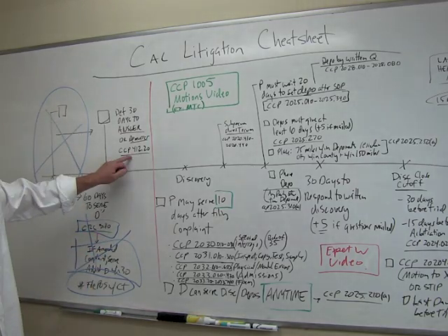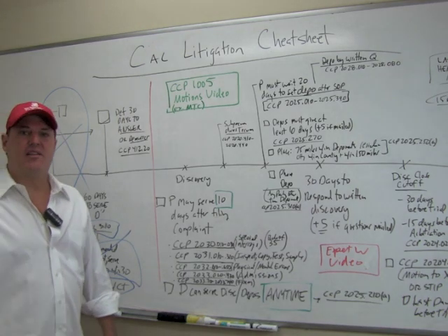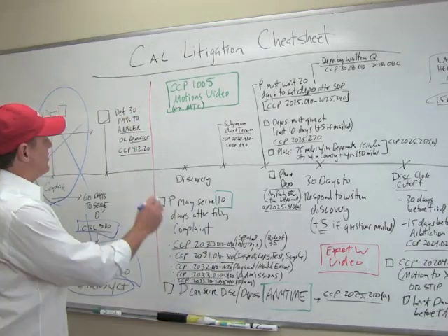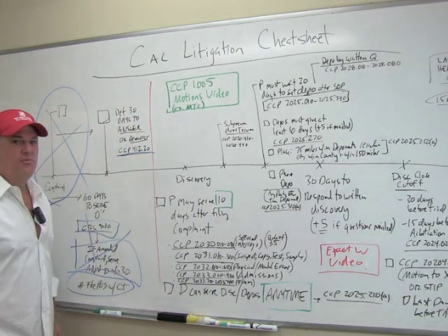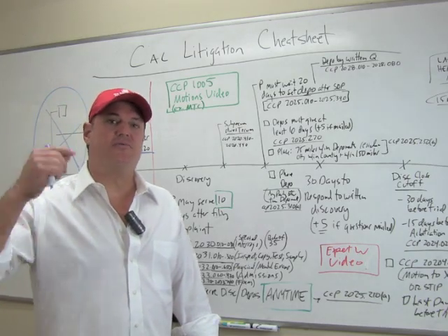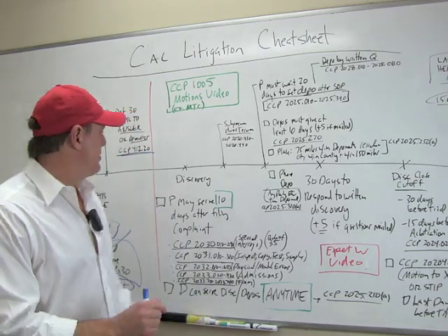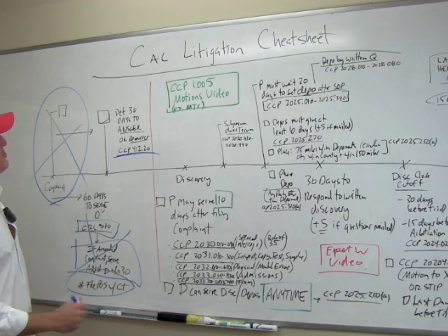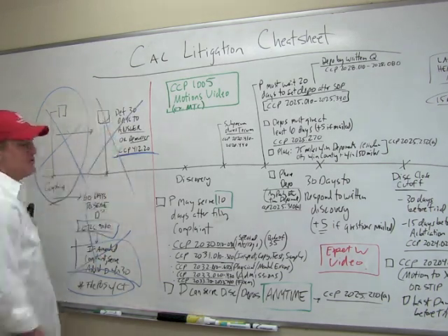Okay, so boom, knocking that out. The defendant has 30 days to answer or file a demurrer, which is sometimes what you see in a civil case. You're talking CCP 412.20. CCP stands for Code of Civil Procedure. CCP 412.20, 30 days to answer or demur.